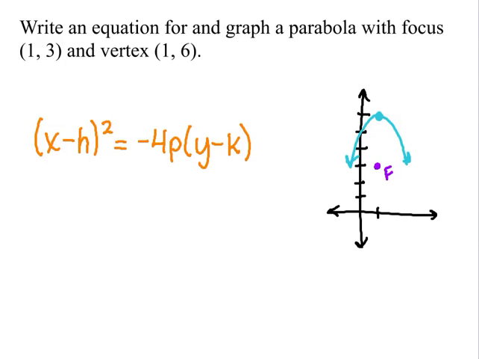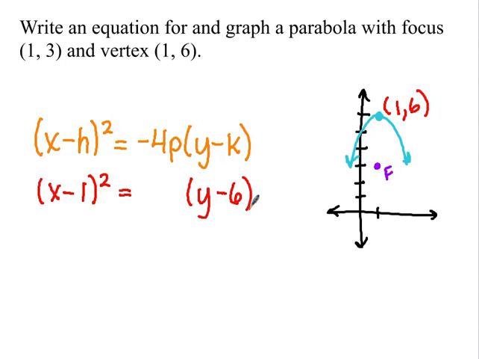Do I know what h is? Yes. H is part of the vertex. 1. X is 1. Right here. This is the point 1, 6, right? So when I plug it in my equation, it's actually going to be a -1. So then what's the y going to be? Instead of being a 6, it's going to be a -6. Yep. So that's just based on the vertex.